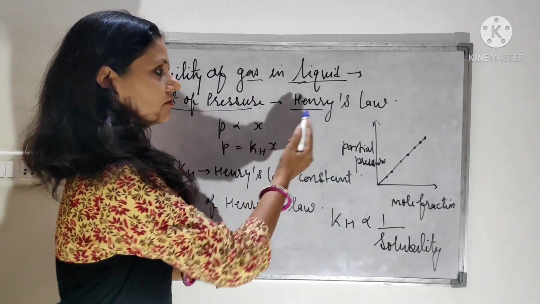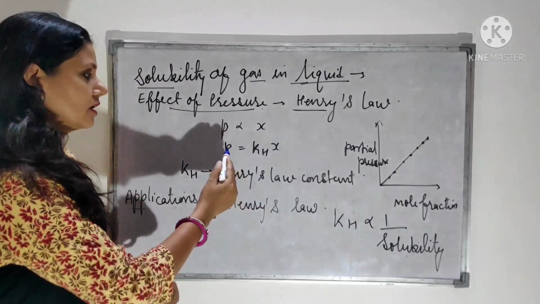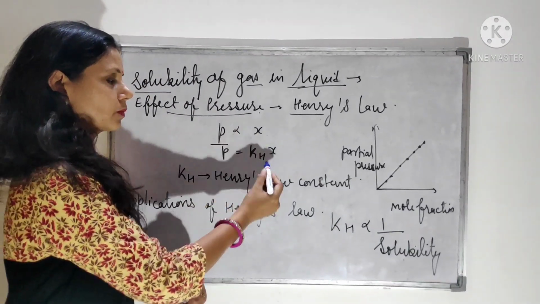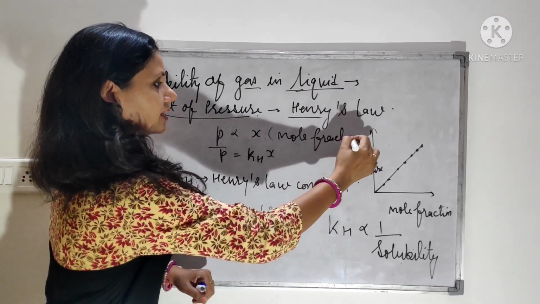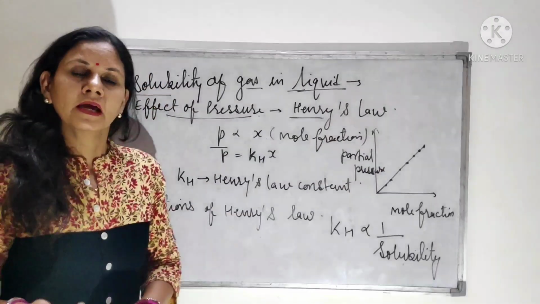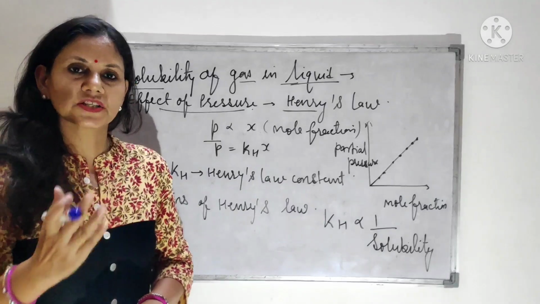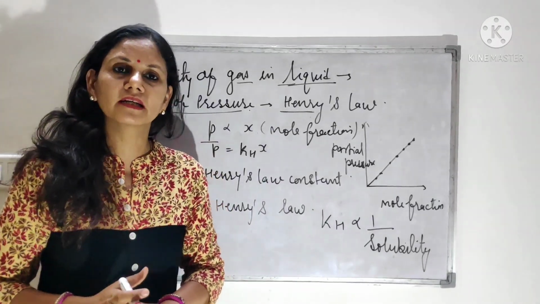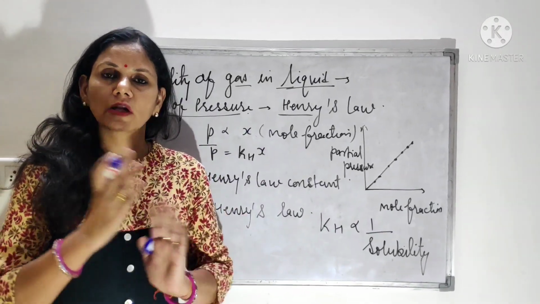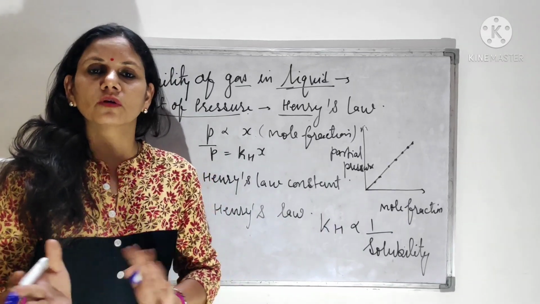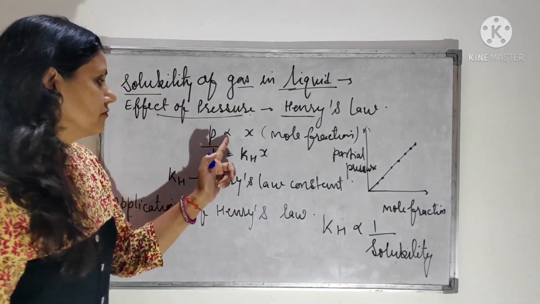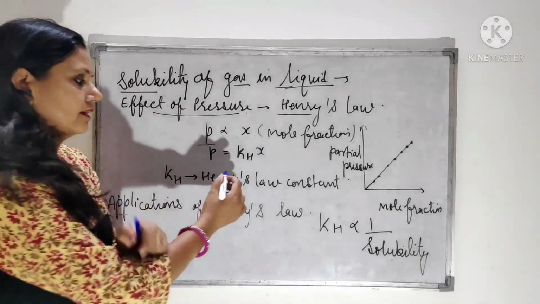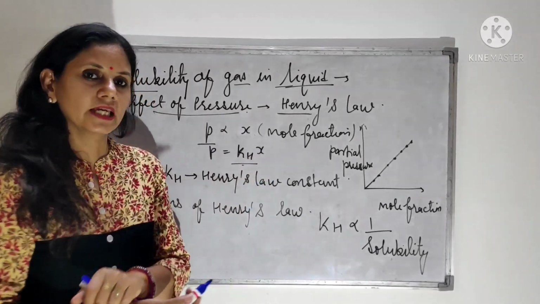So Henry has given one relationship: the partial pressure of a gas is directly proportional to the mole fraction. This mole fraction is related with the solubility. It means as we increase the pressure, the solubility increases and the moles of solute will increase. So it is directly proportional to the mole fraction. If we remove the proportional sign, then there will be a constant that is called kh.